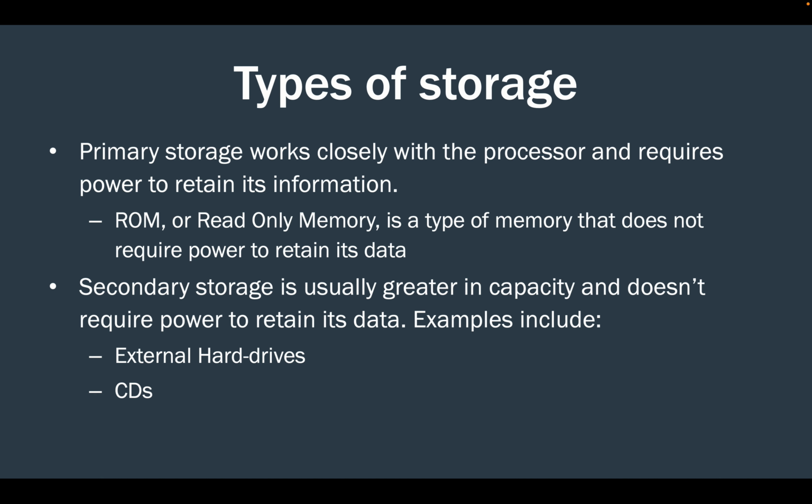So the 2 main types that we're going to talk about are primary storage and secondary storage. Primary storage works closely with the processing system, the CPU and everything else, and for the most part requires power to retain its information. So your RAM, for example, which stores all of the programs and all of the data that you're using while you're actually running the computer, you turn the power off, it's all gone.